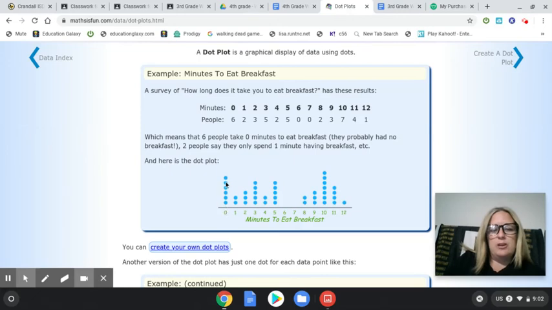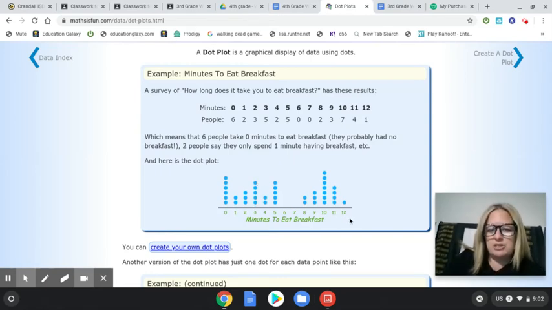So right here we have the 6 people who took 0 minutes. Remember, we determined that these 6 people probably didn't eat breakfast. And then there are 2 people, because there are 2 dots, that took 1 minute. There are 3 people who took 2 minutes. 1, 2, 3, 4, 5 people who took 3 minutes, and so on.